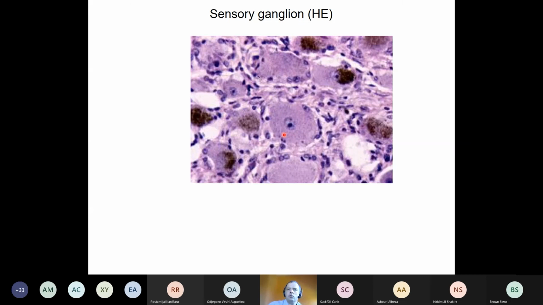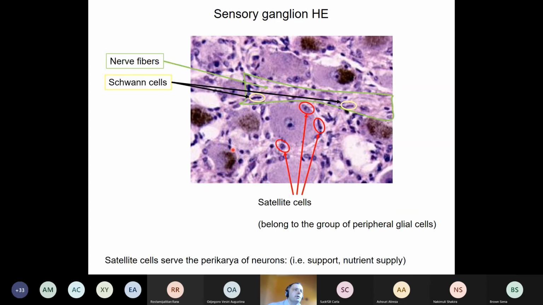And because neurons are long lifespan cells, they will accumulate some aging pigment in their cytoplasm if the tissue sample is coming from an older person. You will see these brownish inclusions in the cells. That is the so-called lipofuscin pigment, and this is what you can find in long lifespan cells like neurons. And also these cells are surrounded by glial cells, as I mentioned.